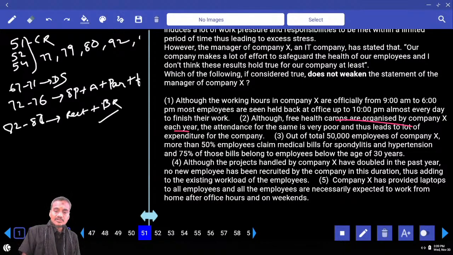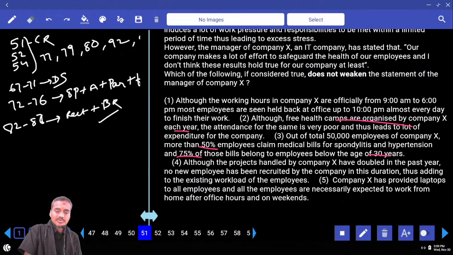దెన్ థర్డ్ వన్, అవుట్ ఆఫ్ టోటల్ 50,000 ఎంప్లాయీస్ ఆఫ్ కంపెనీ ఎక్స్, మోర్ దెన్ 50% ఎంప్లాయీస్ క్లెయిమ్ మెడికల్ బిల్స్ ఫర్ స్పాండిలైటిస్ అండ్ హైపర్ టెన్షన్. ఇక్కడ ఏమవుతుంది, వాళ్ళకి ప్రెజర్ ఉందా లేదా, స్పాండిలైటిస్ అండ్ హైపర్ టెన్షన్. 75% బిలాంగ్ టు ఎంప్లాయీస్ బిలో ఏజ్ ఆఫ్ 30 years. 30 లోపు అంటే యంగ్స్టర్స్ ఆర్ ఫేసింగ్ ప్రాబ్లమ్స్ ఇన్ దిస్ కంపెనీ యాజ్ వెల్. కనుక ఇట్ ఈస్ వీకెనింగ్ ద ఆర్గ్యుమెంట్. వీళ్ళ కంపెనీలో కూడా ప్రాబ్లం ఉందని చెప్తుంది.